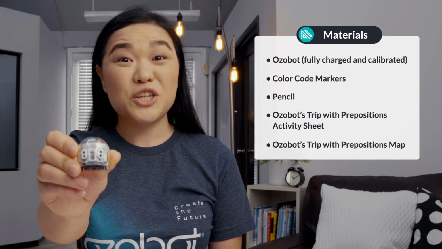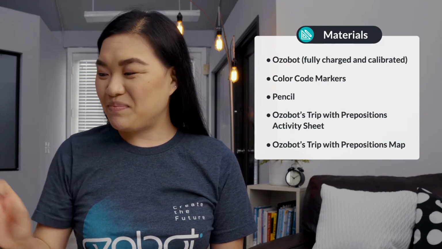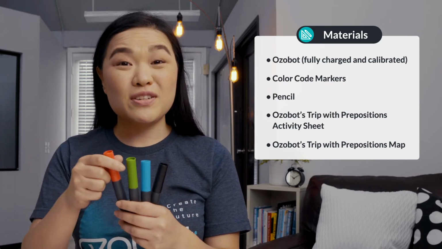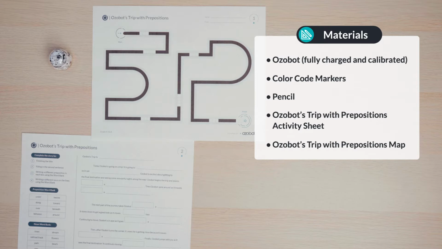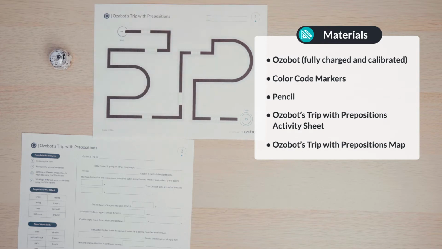In today's lesson, you will need an Ozobot fully charged and calibrated, your color code markers, a pencil, and your Ozobot's trip with prepositions activity sheets. Make sure you have both pages.